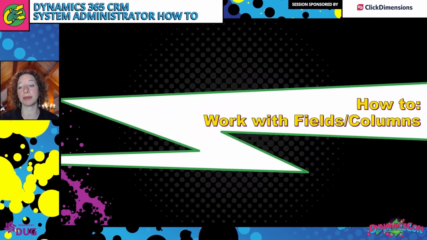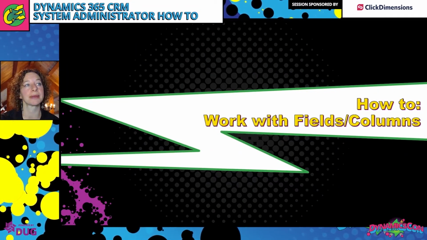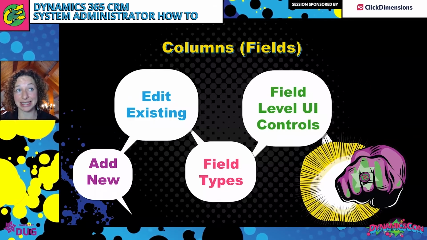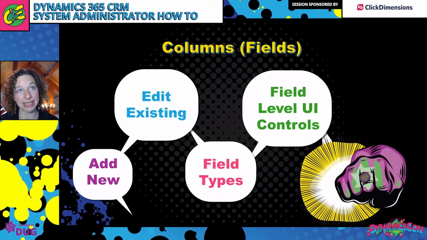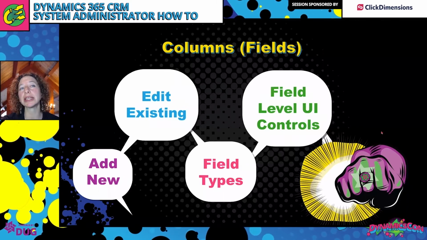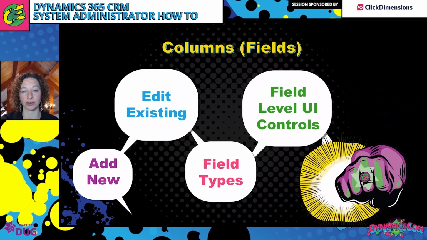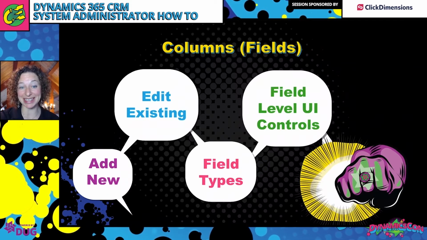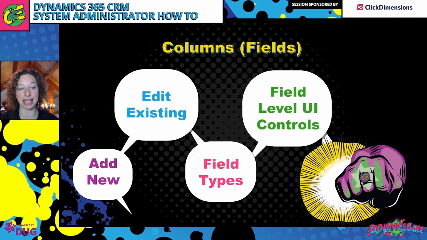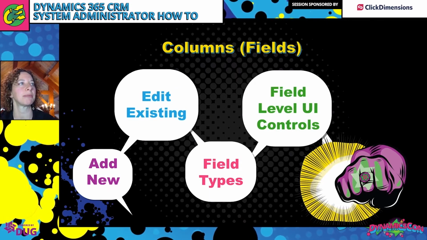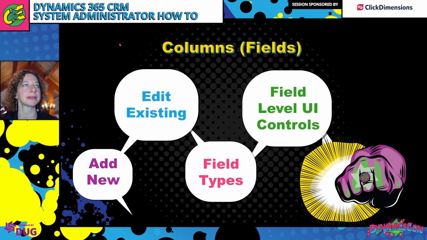Next, how to work with fields and columns. Add new fields, edit existing. We're going to talk about some field types and then talk a little bit about field level UI controls. So lots of exciting things you can do with columns and fields. So let's head back over to Power Apps.